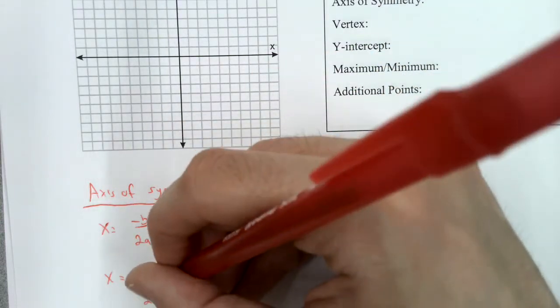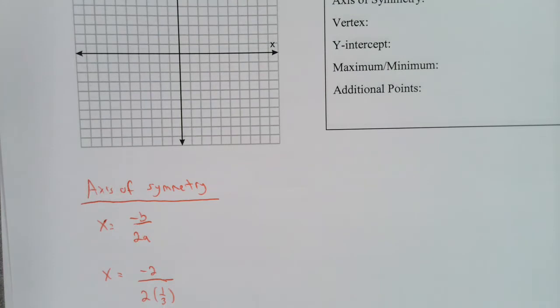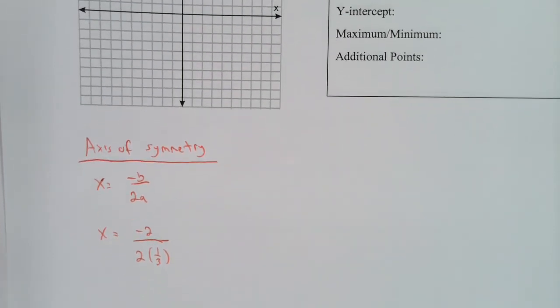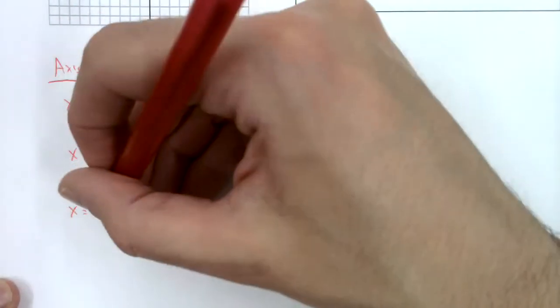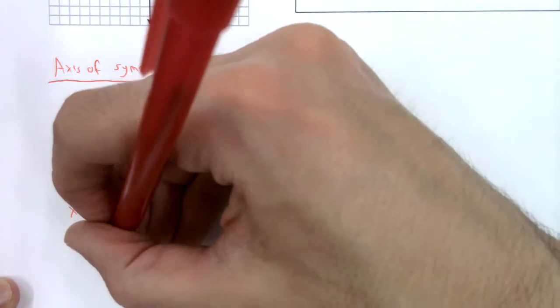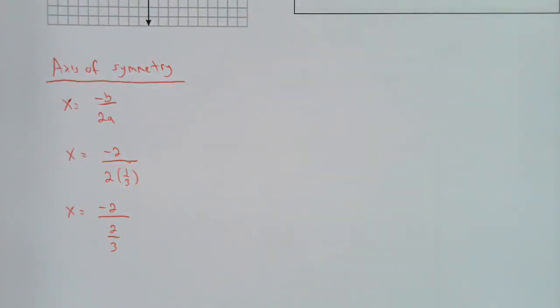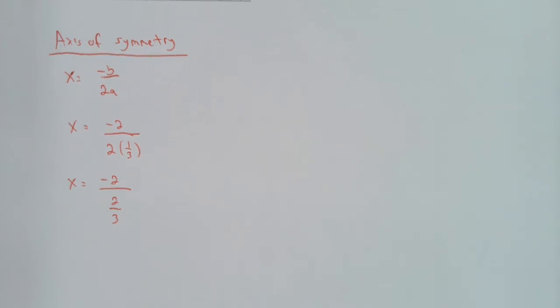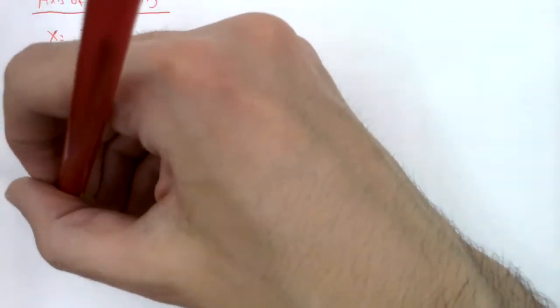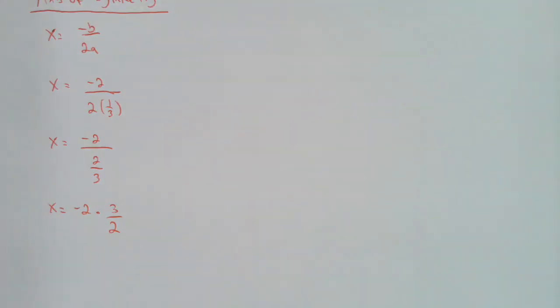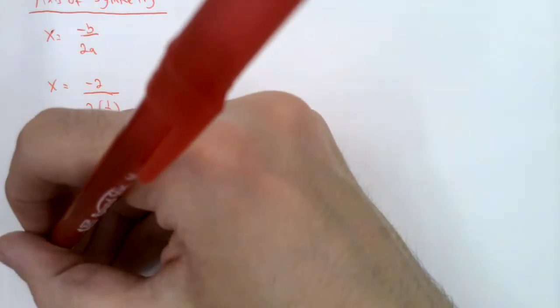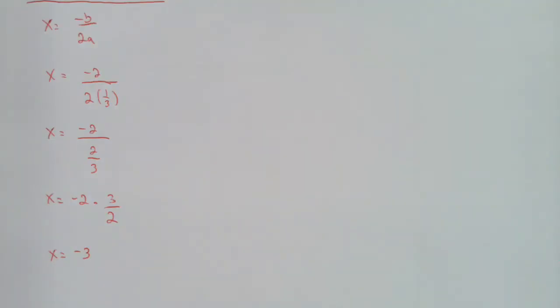Divided by 2 times a. In this case, above, a is 1/3. So 2 times 1/3. So that gives me negative 2 divided by 2/3. Oh boy. So think about that as being multiplied by the reciprocal. x equals negative 2 times 3/2. So it gives you negative 6 over 2, which means the axis of symmetry is x equals negative 3. That was a little tricky because you had fractions involved.